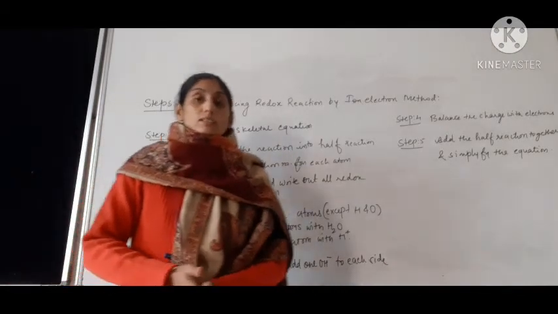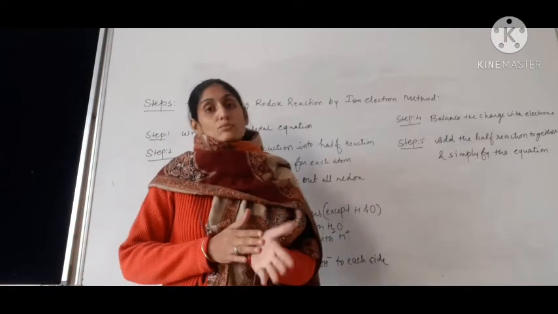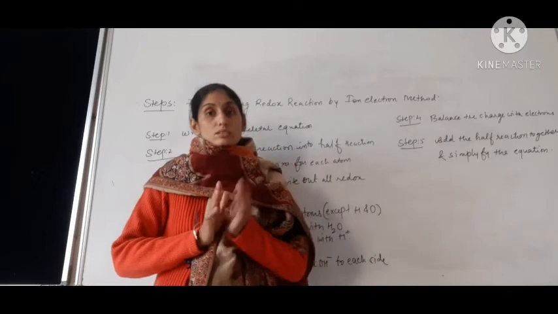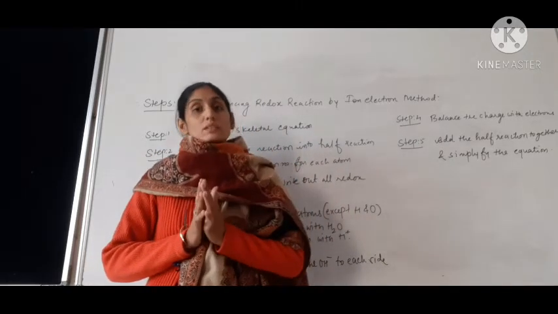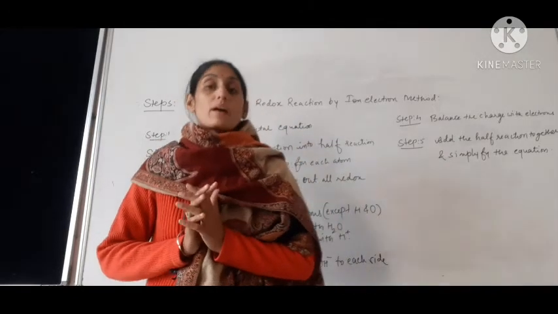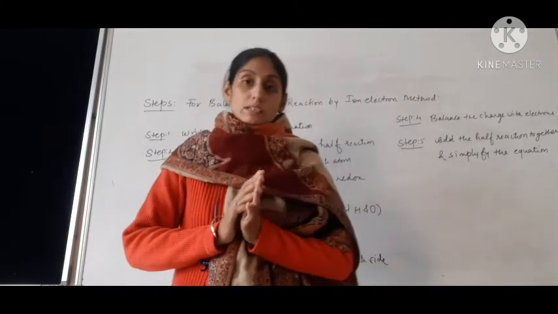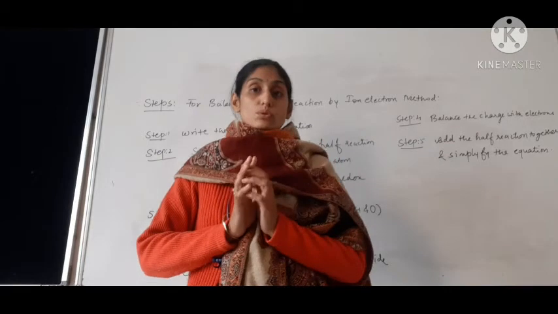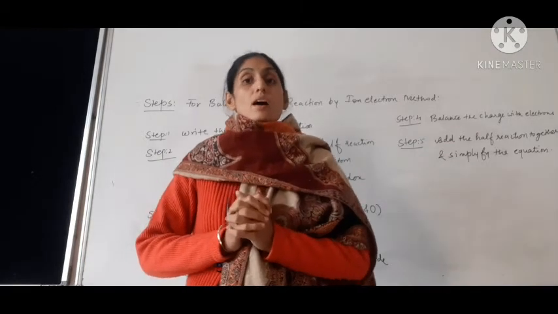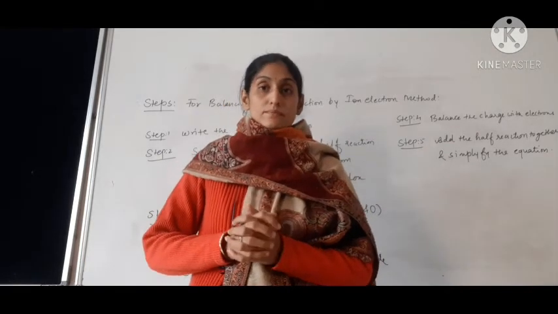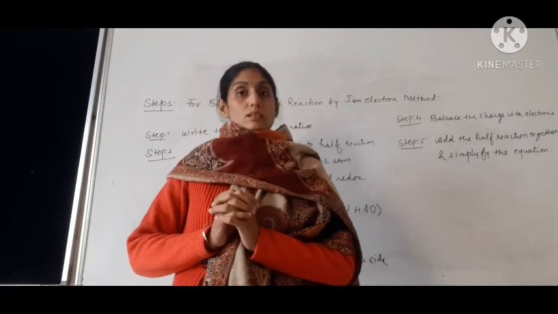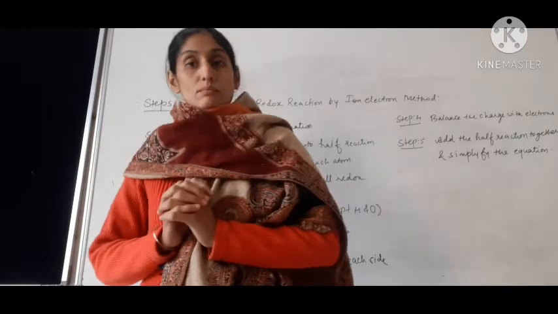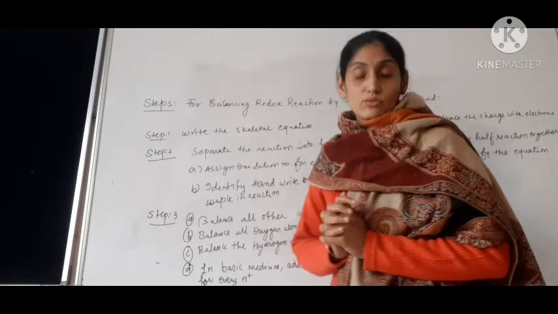Good morning class. In the last lecture we discussed how to balance the reaction by the oxidation number method for acidic medium. Today we are starting with the balancing of the redox reaction by the ion electron method, which is also known as the half reaction method. So let us see how we are going to balance a redox reaction, the steps involved, by the ion electron method.